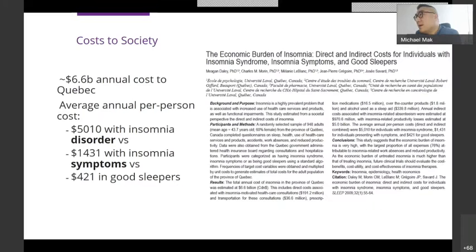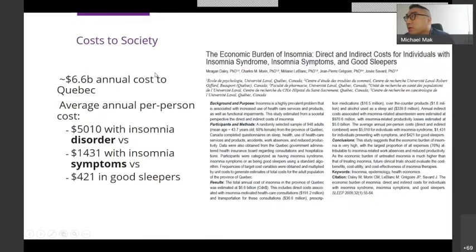And they looked at also indirect costs, things like a person who's sleepy because they don't sleep well at night, how much less productivity they have at work the next day. Sometimes it means that they're missing work. Sometimes it means that they're at work, but they're not working as well as they should. So the cost to the province of Quebec was found to be $6.6 billion a year. And that's a huge public health issue.